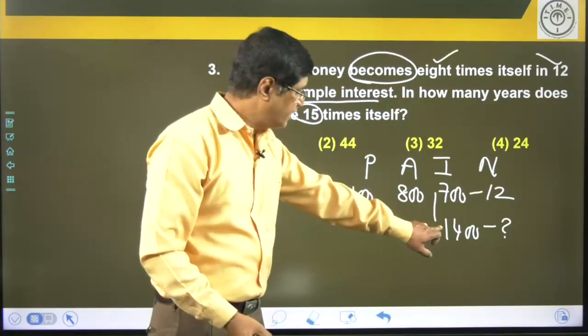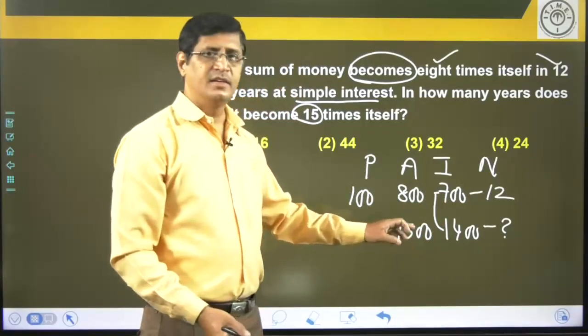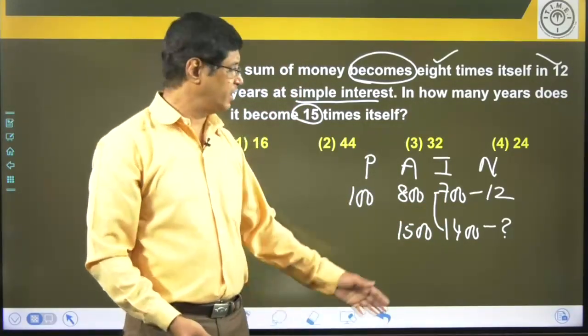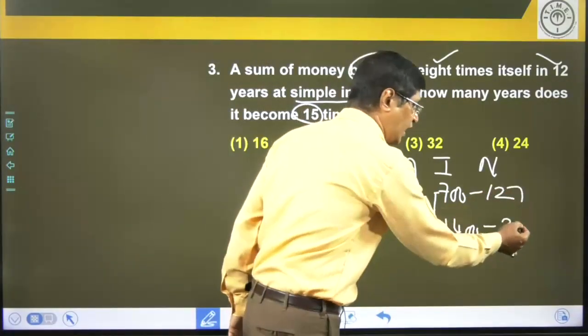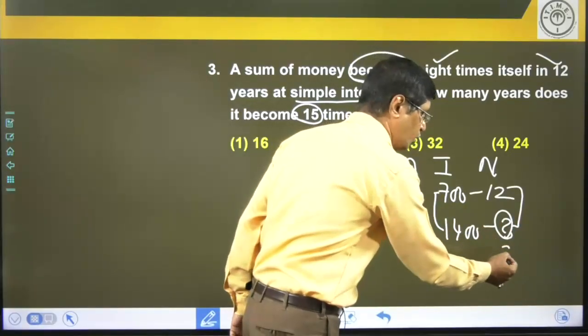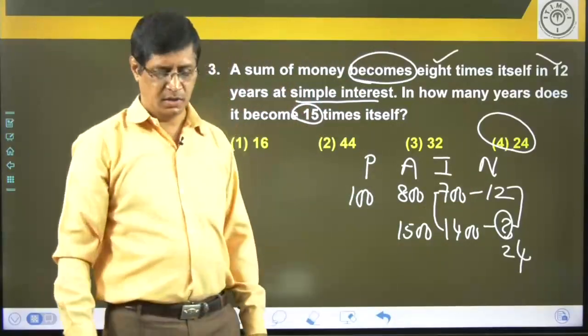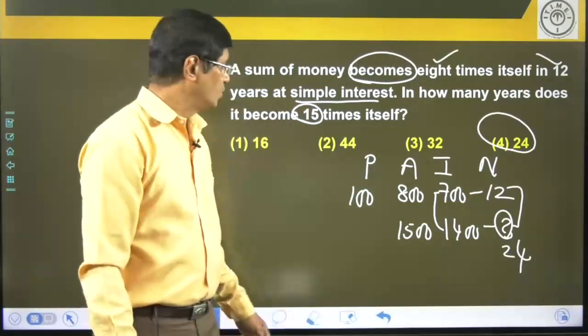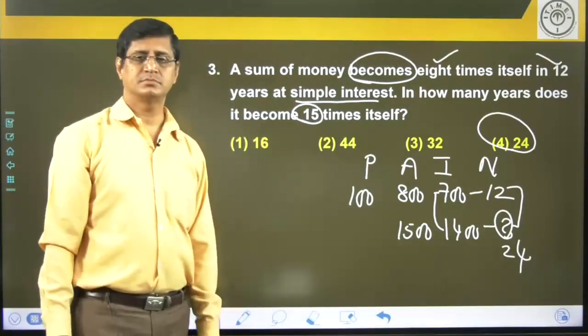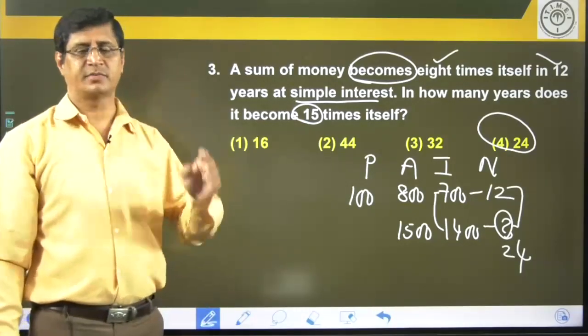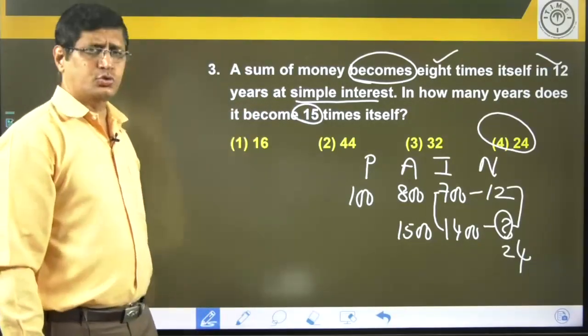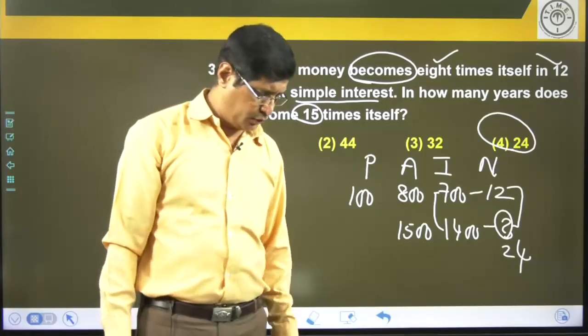If you observe, it is exactly double. 2 times of 700 is equal to 1400. So, 2 times of 12, that is 24. So, how many years required? 24 years required. The right choice, option number 4. Choice 4 is the right answer. My dear students, we can answer the same question in one more way logically.